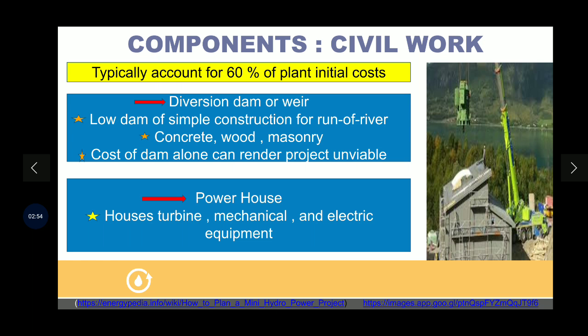Then the components, especially the civil work, have been covered in this slide, which typically accounts for 60% of the plant's initial cost. Then the dams and the weirs: low dams of simple construction for run-of-river, made of concrete, wood, or masonry. The cost of the dam alone can render the project unviable. Then the powerhouse, turbines, and mechanical and electrical equipment are also components.